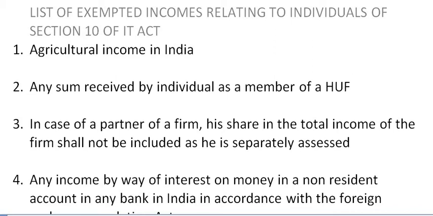Second, any sum received by an individual as a member of a Hindu undivided family. Any sum received by any member of a Hindu undivided family is exempted from tax, because such sum that is being paid out under the income of the family is separately taxable. That is the reason any sum received by an individual as a member of a Hindu undivided family is exempted from tax.